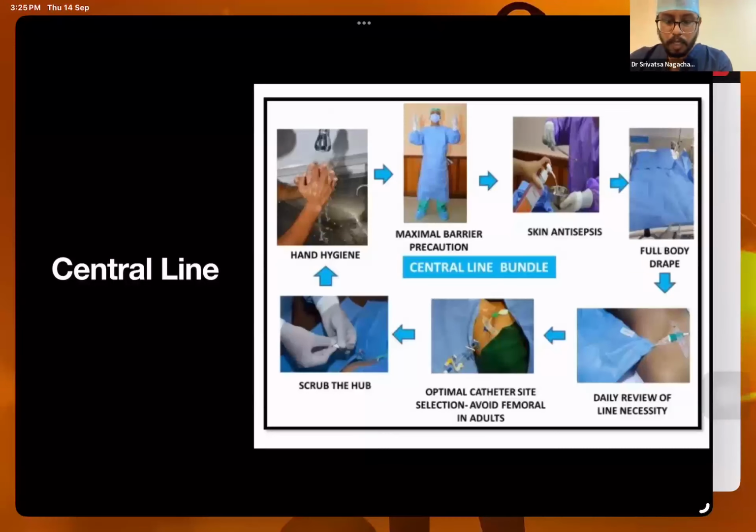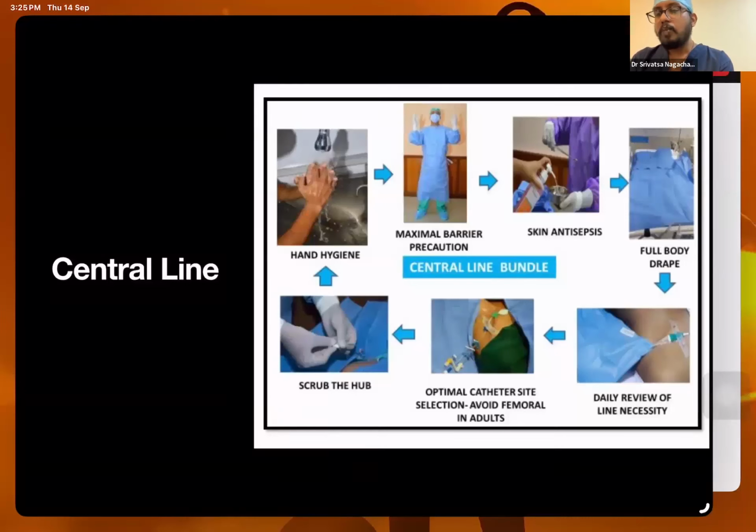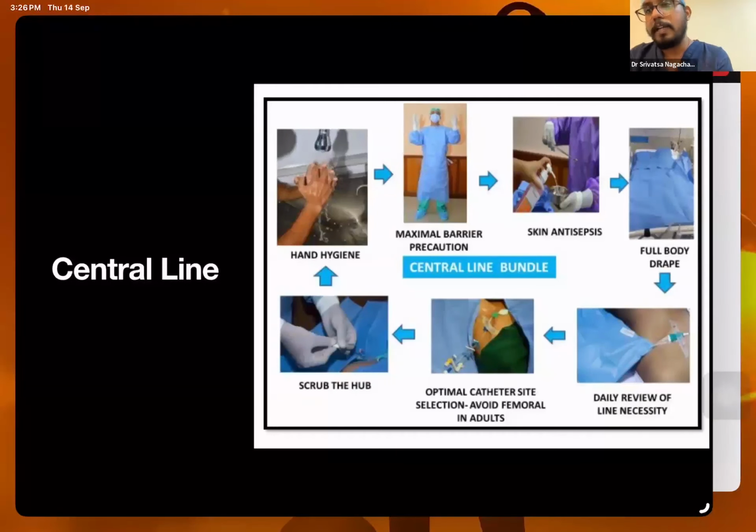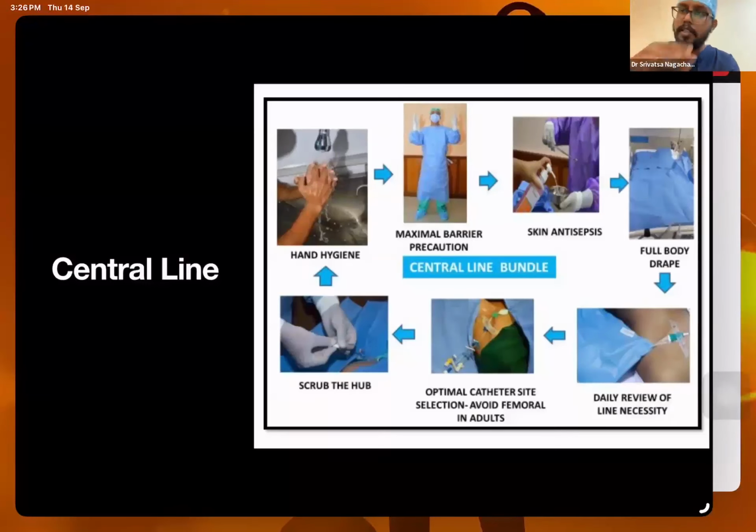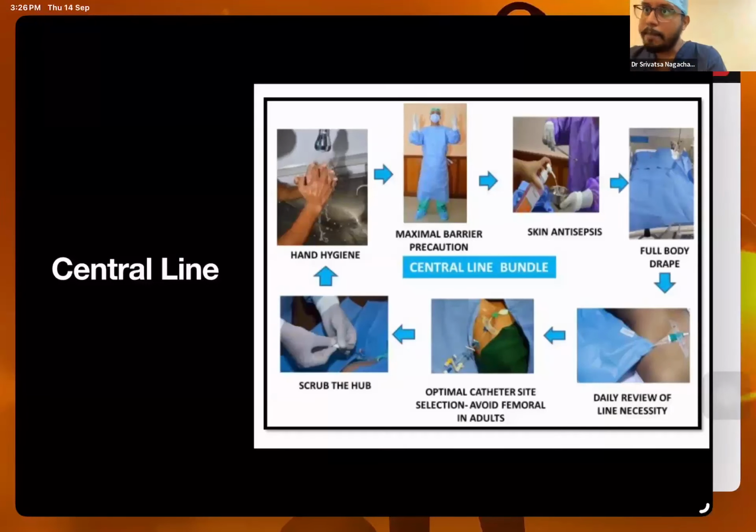So coming to each and every bundle. First we'll go with the central line bundle. Before insertion, as I told you, you need to wash your hands following the 6 steps of hand wash. And once you've done that, you need to wear the maximal barrier precautions as I showed in the second picture of mine, wearing all the stuff: cap, mask, gloves, and gowns, and even shoe covers in certain patients.